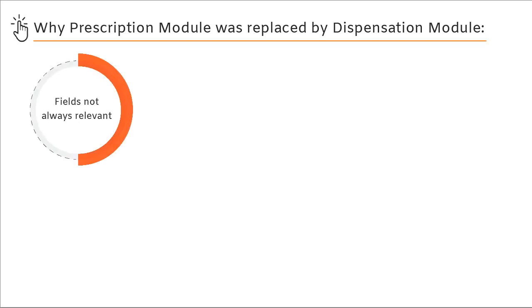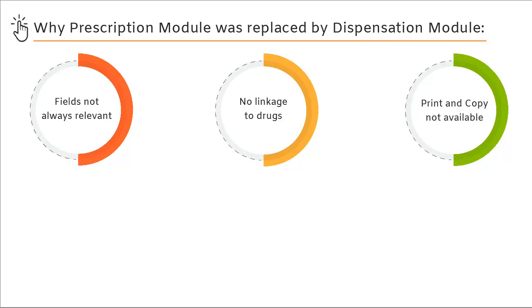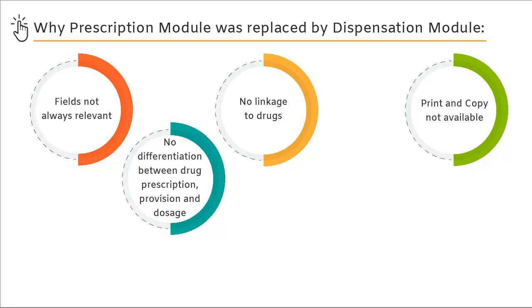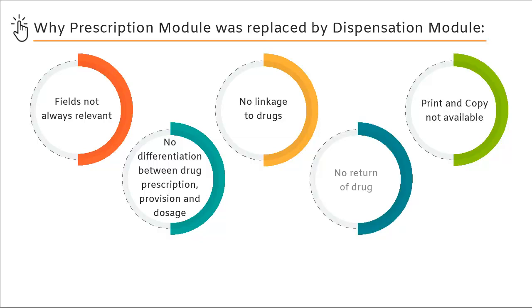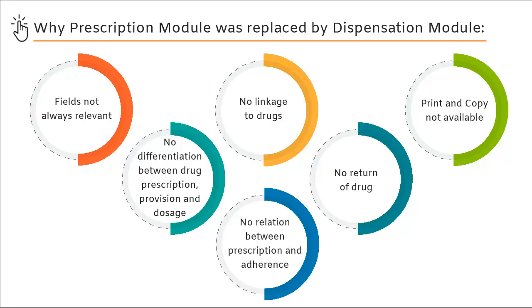The fields that were part of the current prescription module were not always relevant. There was no linkage to when drug refills were due for patients. There was no option to print and copy products from previous prescriptions. There was no differentiation between when the drugs were prescribed, when the drugs were provided, and when the dosage starts. There was no option to return the drugs issued to patients. There was no linkage between drugs prescribed and adherence.